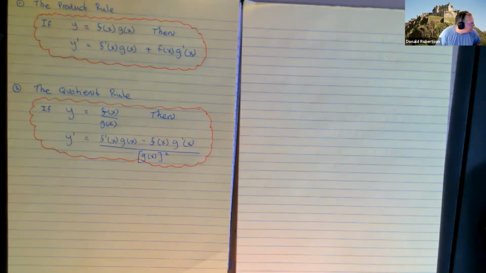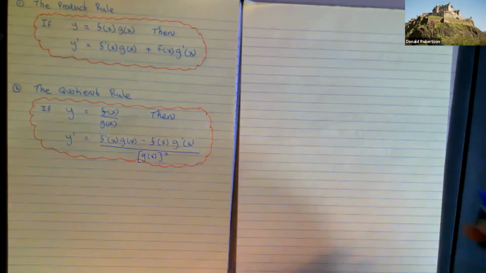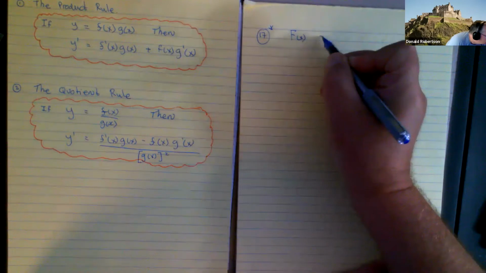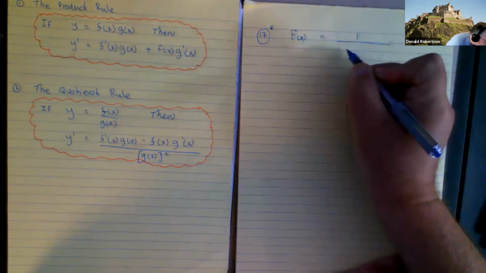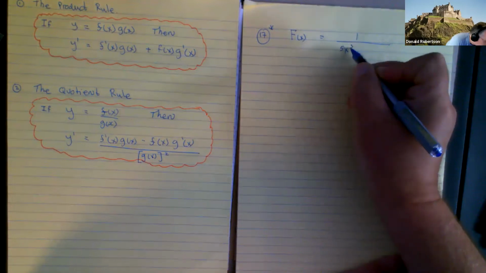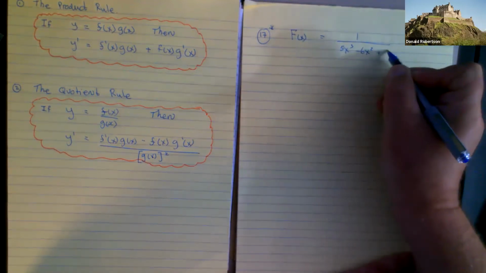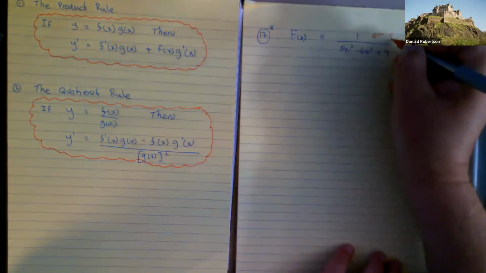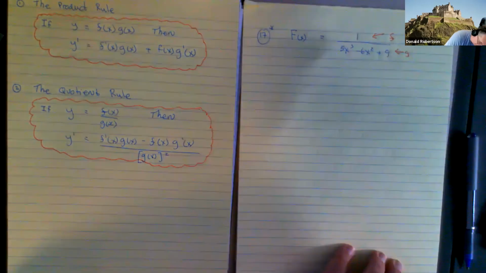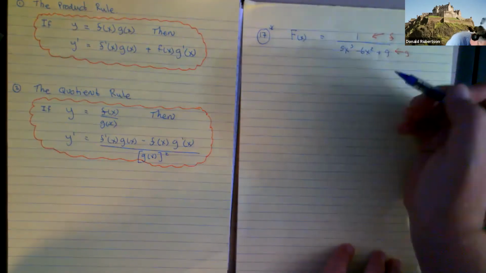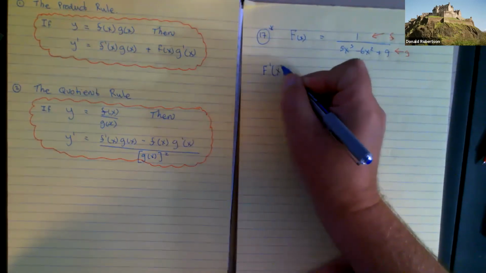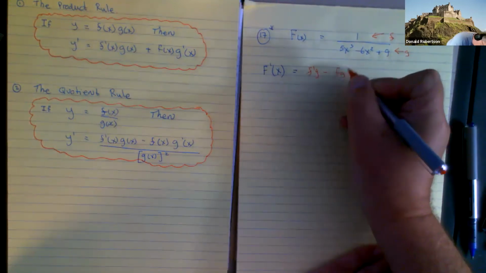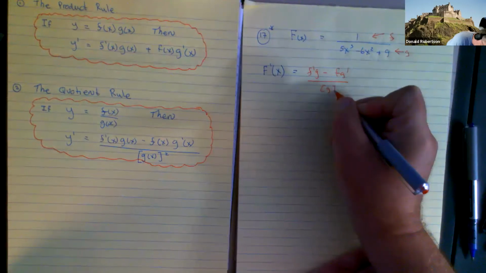Where shall we go next? Let's try this one because it looks weird. Capital F of x is 1 over 5x cubed take away 6x squared plus 9. And the top and the bottom. Definitely a fraction. I know there's only a 1 in the top, but it's still a fraction. So it's going to be f dash g, take away f of g dashed, all over g squared.